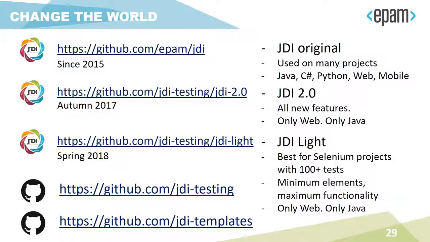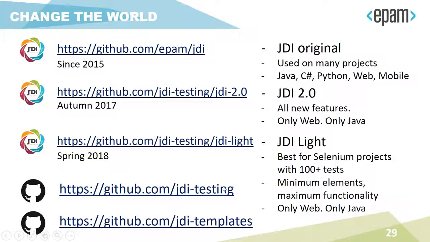You just can change dependency to JDI Lite for your JDI or Selenium framework, and we'll have the power of JDI with threads, no sleeping, with logging and reporting, and so on. And after that, you can step by step increase the quality of your framework and add JDI features to your framework.